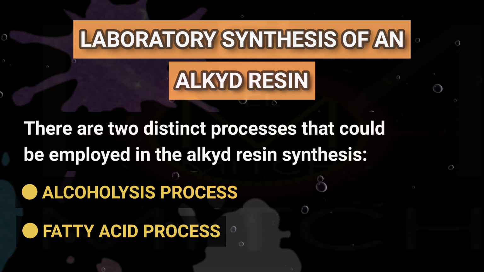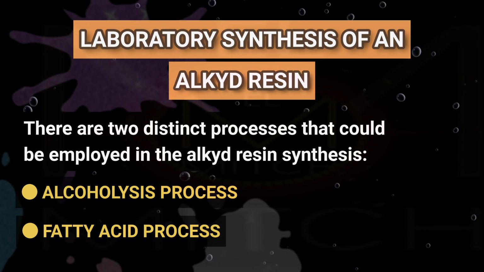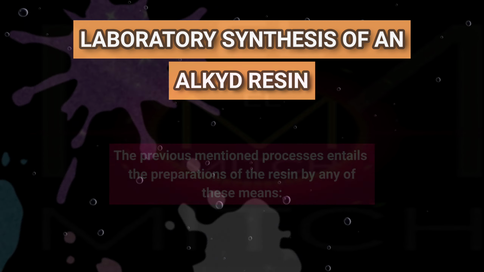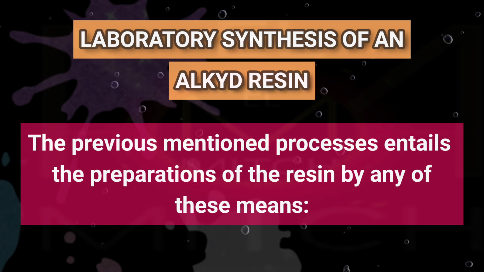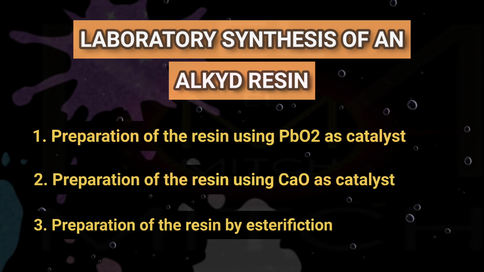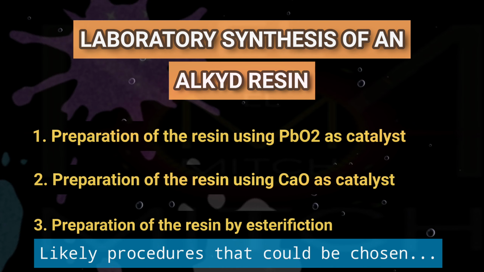Now, how are alkyd resins synthesized in the laboratory? There are two processes that could be employed in the alkyd resin synthesis. One, we have the alcoholysis process, which we can also call the glyceride process. Secondly, we have the fatty acid process. Now, for the purpose of this presentation, I shall be dwelling on the alcoholysis process and the procedure stages to be employed in carrying out the alcoholysis process.